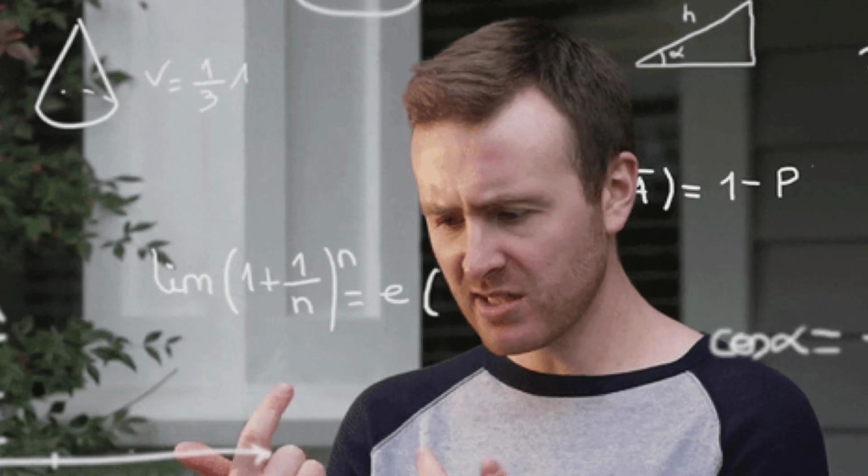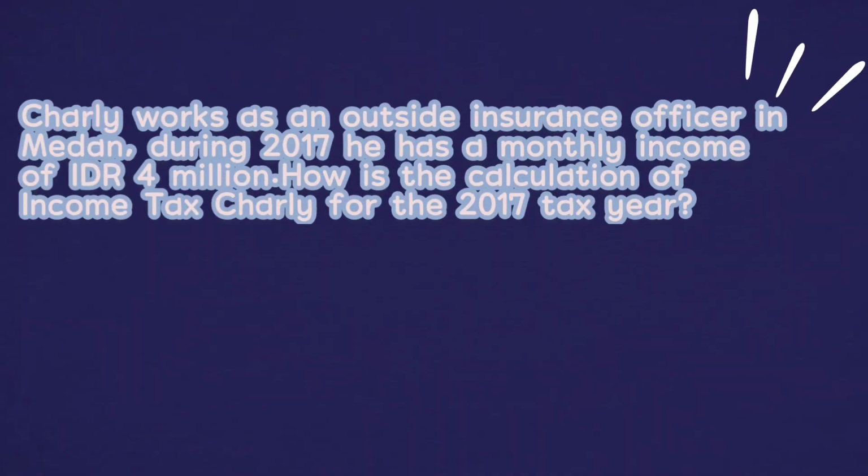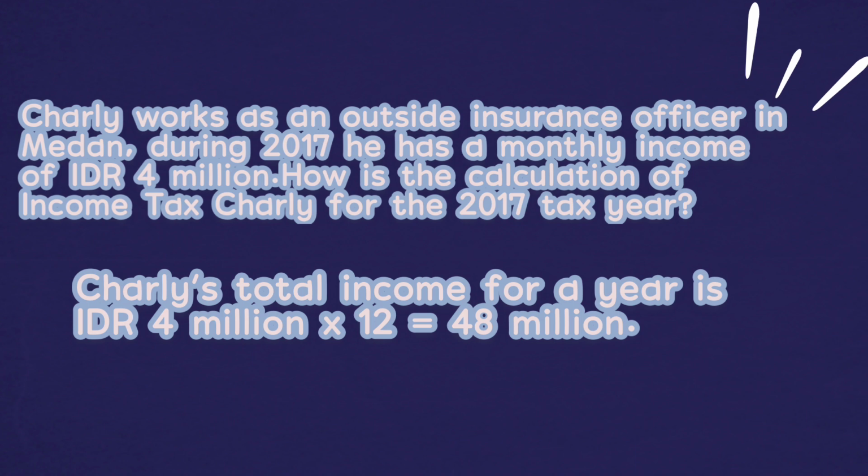Then, how to calculate using this norm? Let's see this case. Charlie works as an outside insurance officer in Medan. During 2017, he has a monthly income of 4 million rupiah. How is the calculation of income tax for Charlie for the 2017 tax year? Charlie's total income for a year is 4 million rupiah multiplied by 12, equal to 48 million rupiah per year.